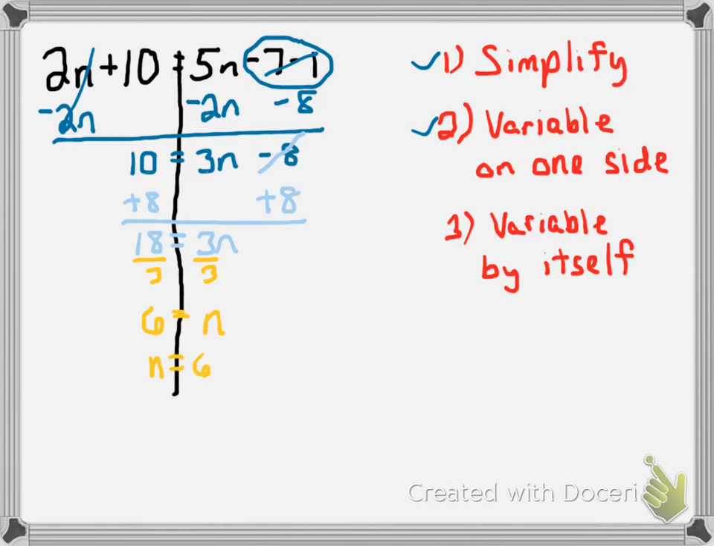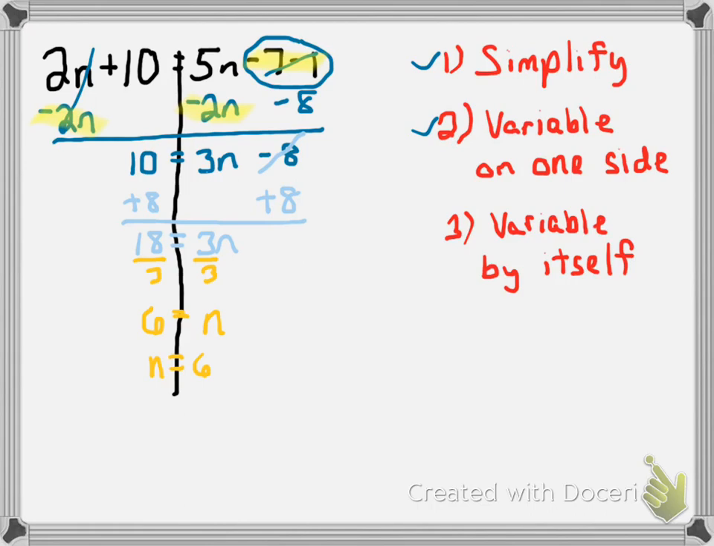So I have taken care of the 3 steps to solving an equation. Simplify, we did here. -7, -1 combines to -8. We got the variable on one side. First, we got rid of the 2n on the left side, and whatever you do to one side, you have to do to the other.